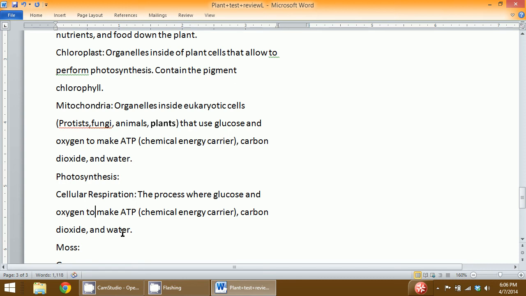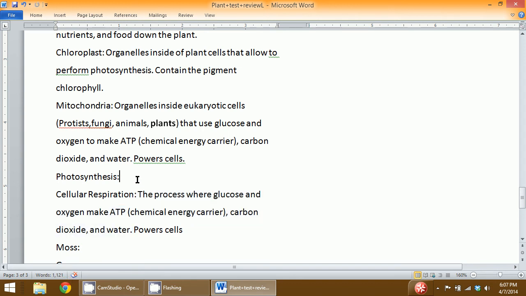So I just changed it to the process where glucose and oxygen make ATP, carbon dioxide, and water. It powers cells. The mitochondria does that process, so it also powers cells.